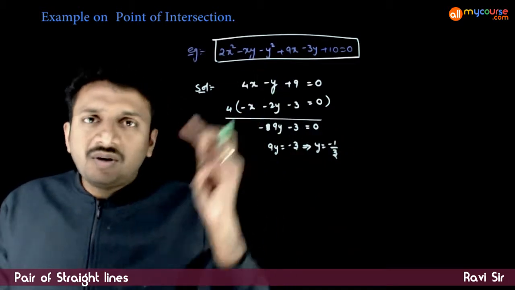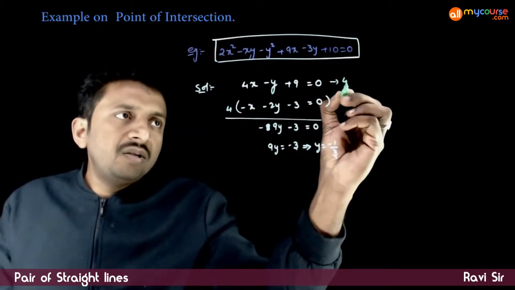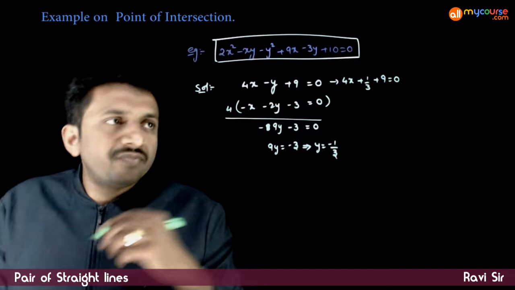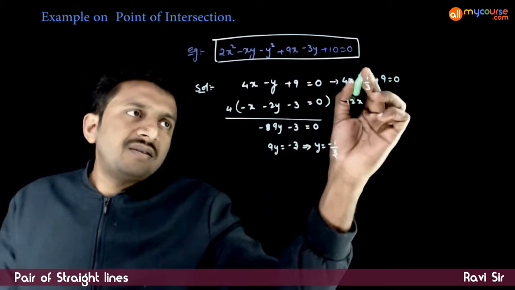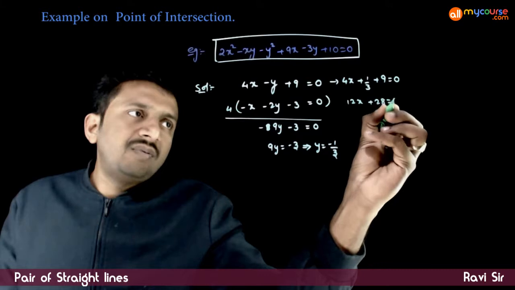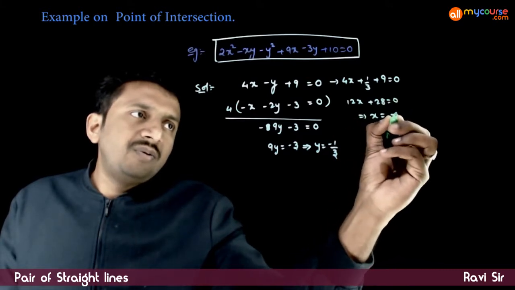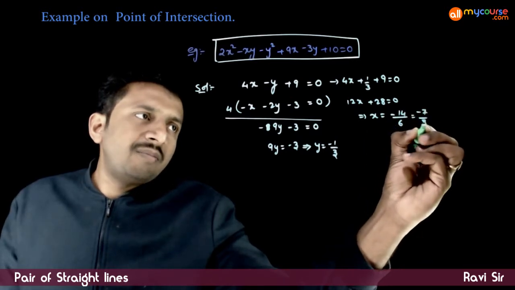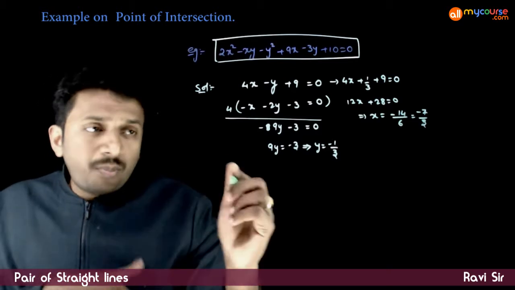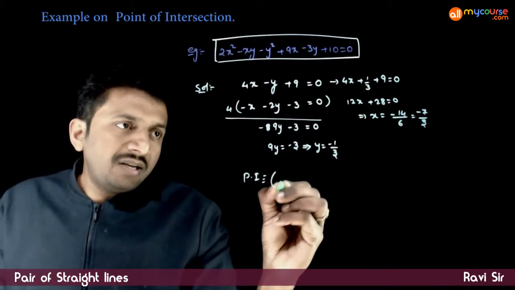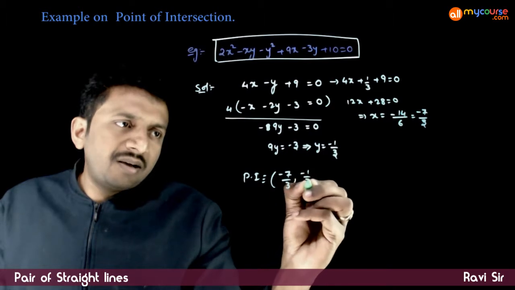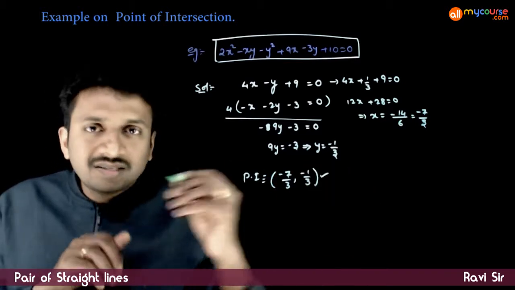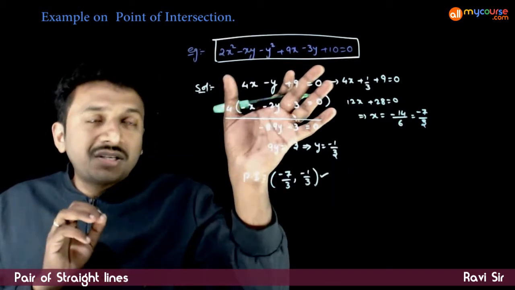And once you put y = -1/3 here, so 4x + 1/3 + 9 = 0. So 12x + 28 = 0. This implies x = -14/6 or -7/3. So the point of intersection is nothing but (-7/3, -1/3). So this is the point of intersection of these two lines.